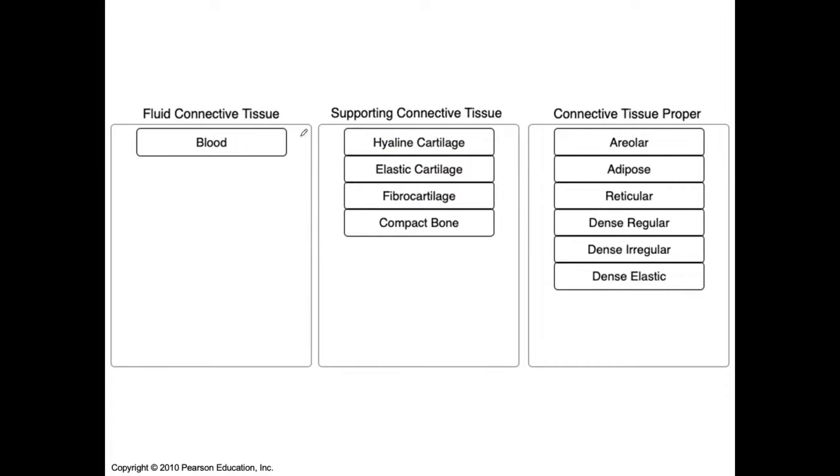Okay, here was another one which is more like a drag and drop. So, which one is fluid connective tissue? It's blood or lymphatics, right? Or lymph. Supporting connective tissue, that's hyaline cartilage, elastic cartilage, and fibrocartilage.